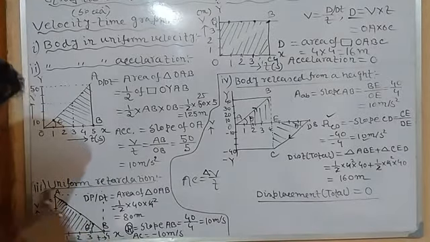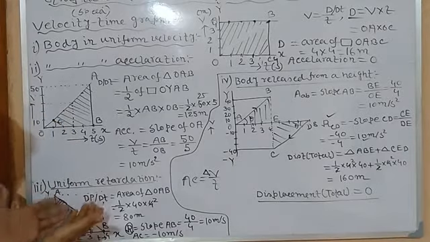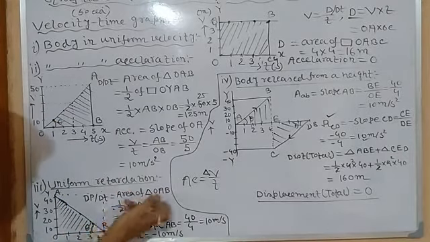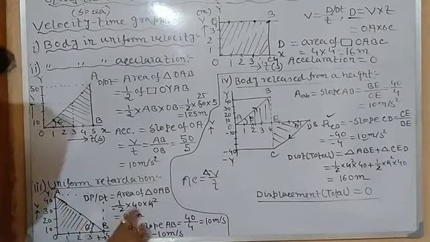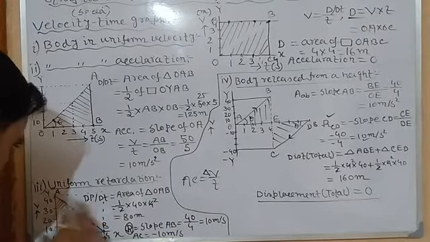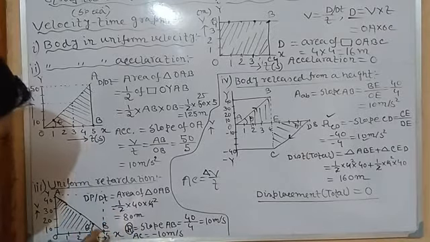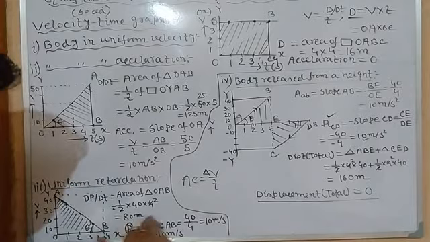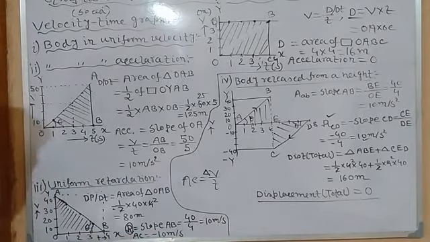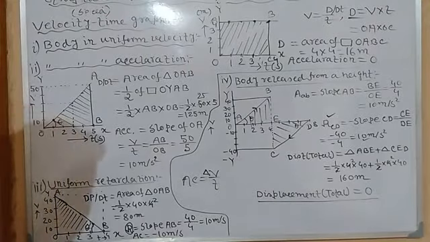If the area produces a triangle, then the displacement means the area of the triangle OAB. Clear? So it is nothing but again half base into height. So half into 40 into 4, so 80 meter.